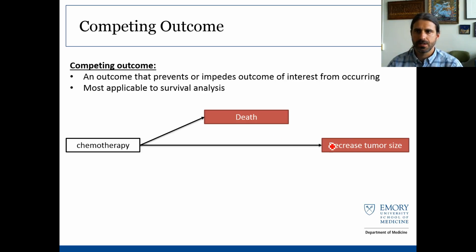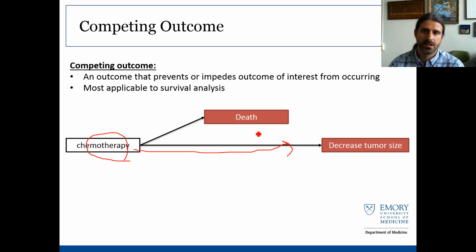Here's just another example. Say I want to look at chemotherapy and its effect on the decrease of tumor size. However, death in this causal structure is a competing outcome. If you die before we can even assess the tumor size, this event never actually occurs.